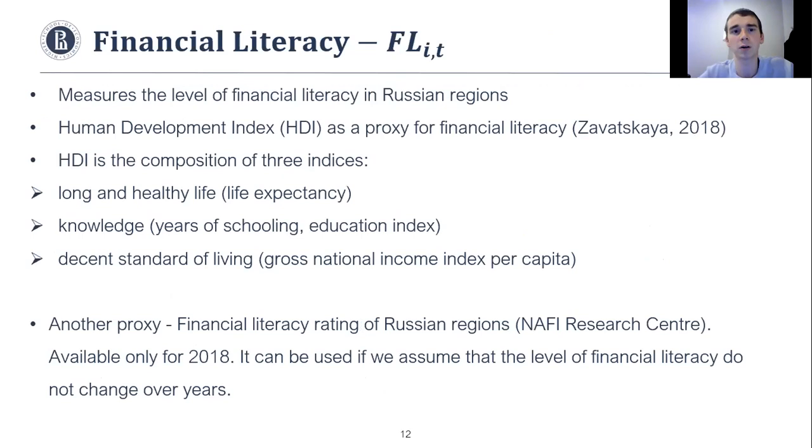This slide is about financial literacy and how I measure it. So the point is that I used the Human Development Index. It was the proxy for financial literacy. HDI is the composition of three indices, such as life expectancy, knowledge, and decent standard of living. Of course, this indicator is very broad, and it represents not only financial literacy, but also some issues connected with the socioeconomic development of Russian regions, because it measures the decent standard of living through gross national income index per capita.